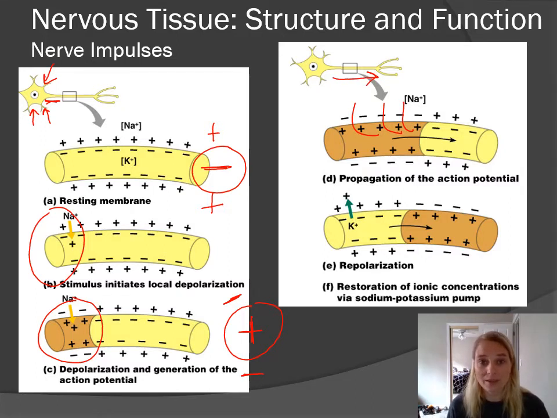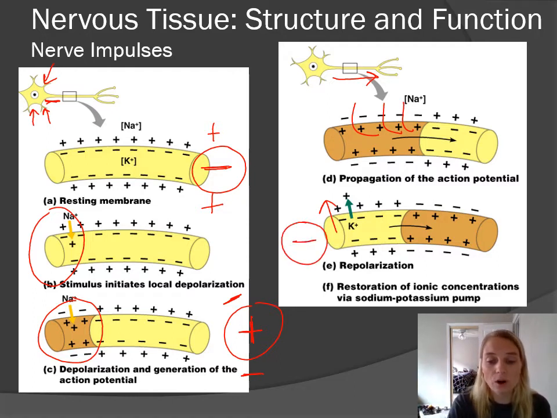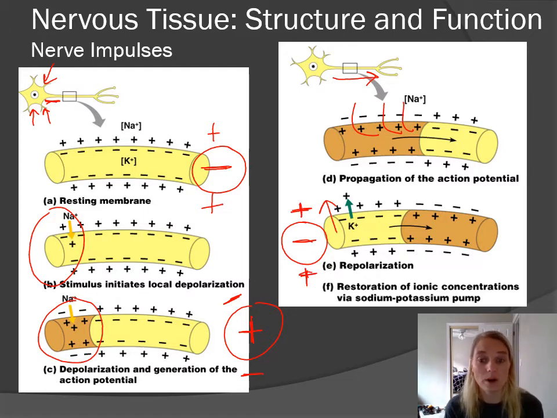Now, how do we get back to rest? We can't just keep the neuron flip-flop charged the whole time. So here's where the potassium comes in. Because there's more potassium on the inside than the outside, a different set of channels open, allowing potassium to leave the axon. So much positively charged potassium leaves that we go back to our original state, which is negative on the inside, positive on the outside. This process of going back to normal is called repolarization. The process of flip-flopping is called depolarization.